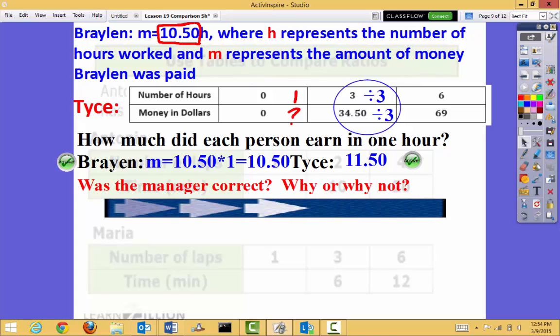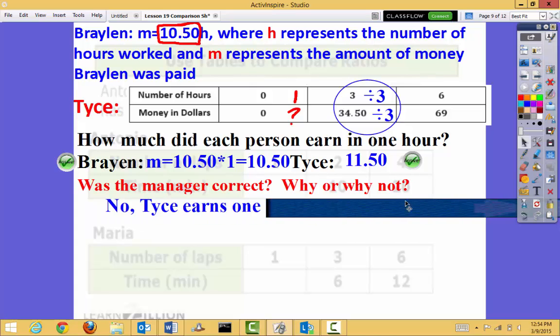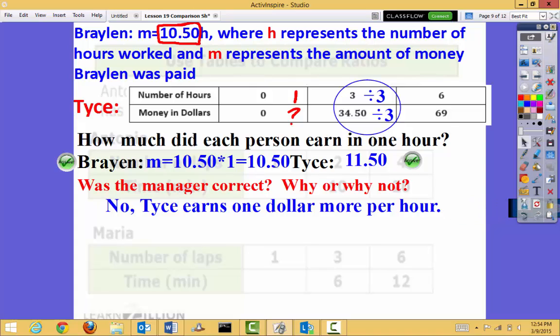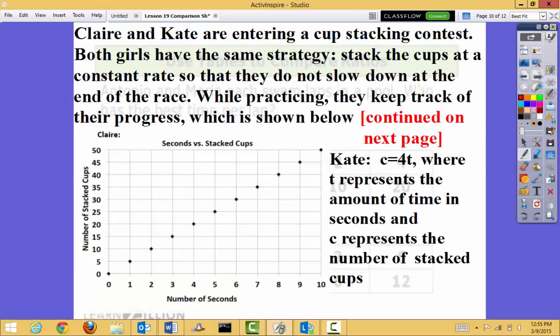So my question is, was the manager correct? He was not correct. Why? Well, because Tice is earning $1 more per hour than Brian is. Okay, let's look at our next one.